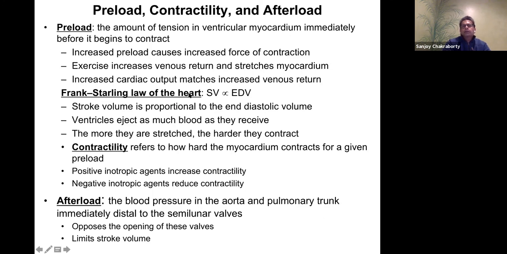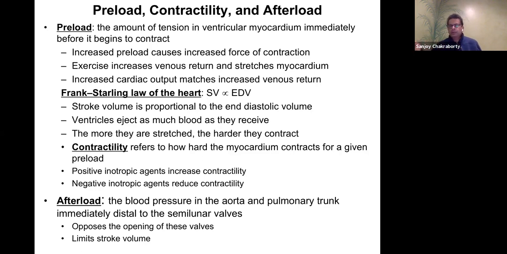Frank-Starling law of the heart: the higher the EDV, the higher the stroke volume. In other words, if EDV is more, stroke volume is more. So let's learn it first. More blood comes in, more blood will go out. In a very easy way, we can say this: more in equals more out.